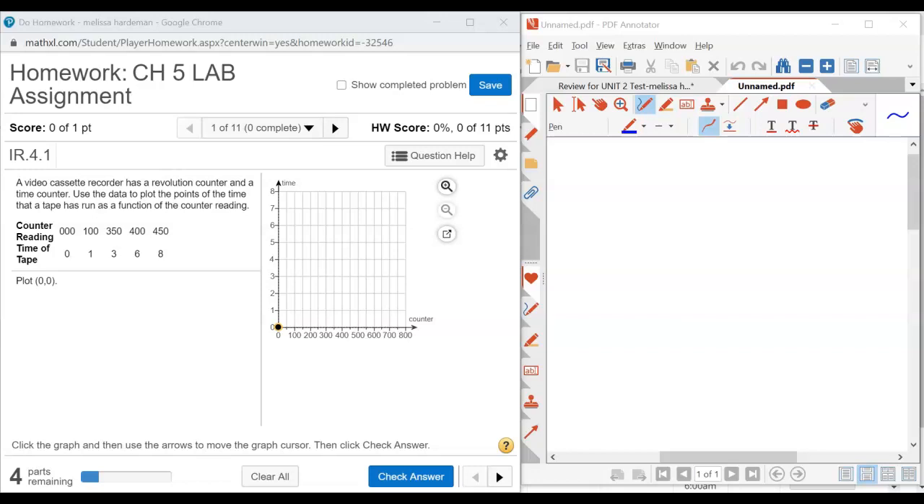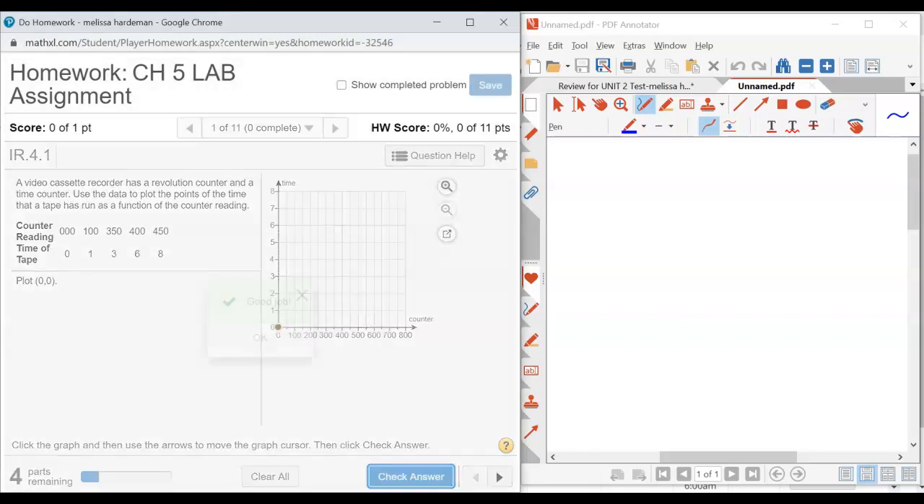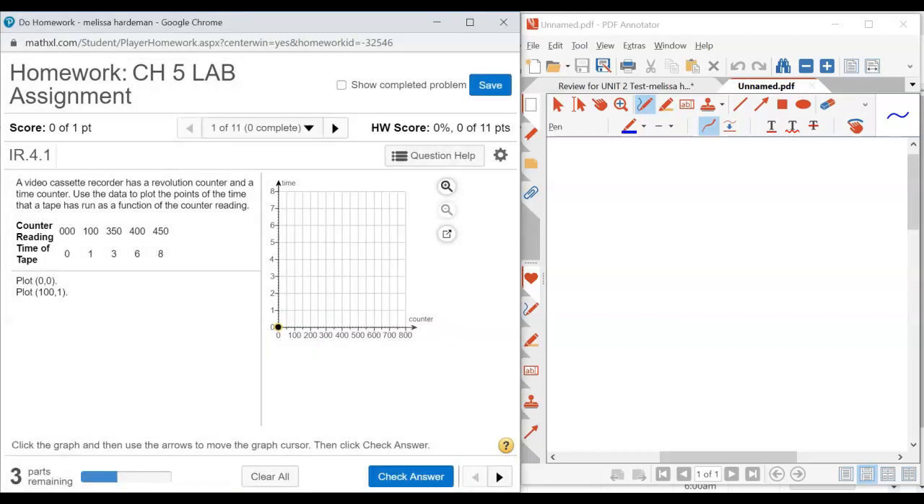Okay, so this first problem. They want us to plot some points. And so the first point they want us to plot is 0, 0. Well, actually, it's already there, so all you need to do is check answer and we're good.